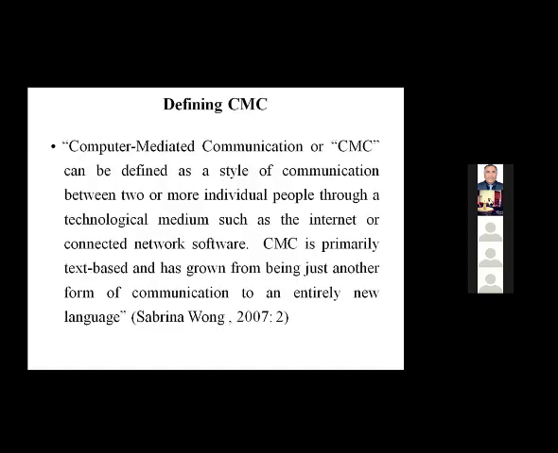So the definition of CMC: whenever we speak about CMC, it has two ways of being defined. The first one in relation to communication and the second one in learning. The first one has to do with communication as a style of communication between two or more individual people through a technological medium, such as the internet or connected network software. So CMC is primarily text-based and has grown from being just another form of communication to an entirely new language.